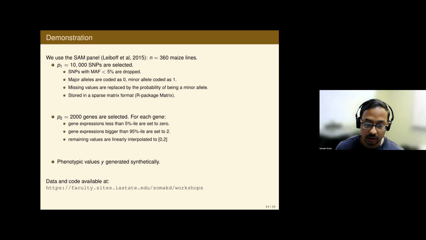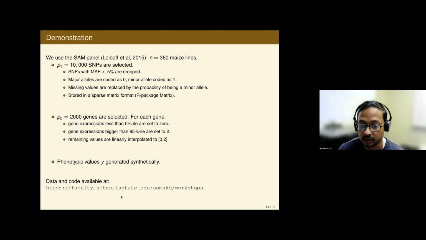But this is not a hard and fast rule. There are other ways also to scale gene expressions or pre-process gene expression data. And the phenotype values Y are generated synthetically. So the data and code are available at this particular website.